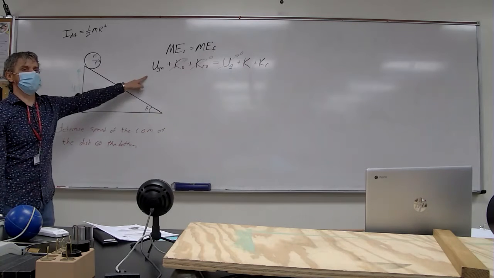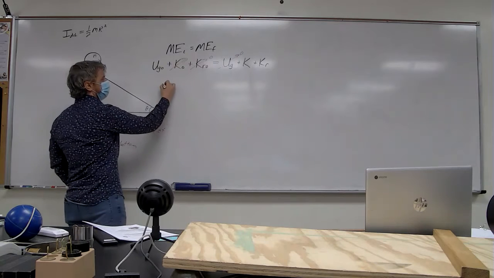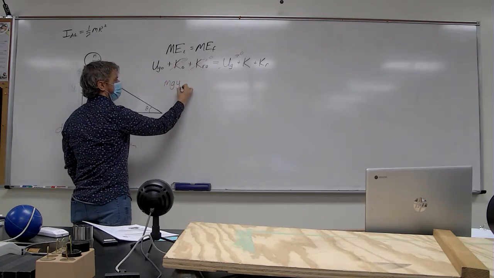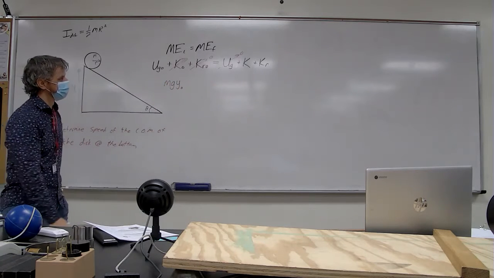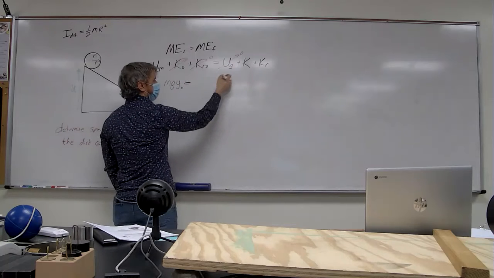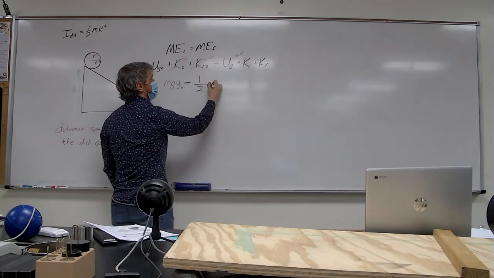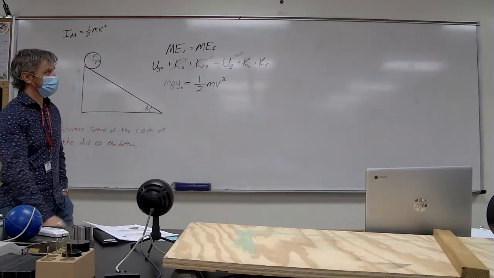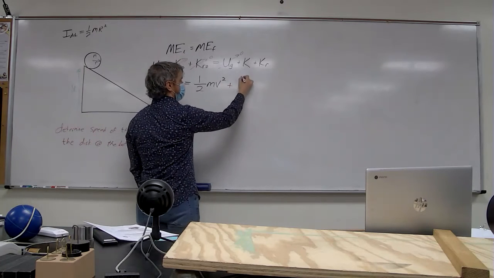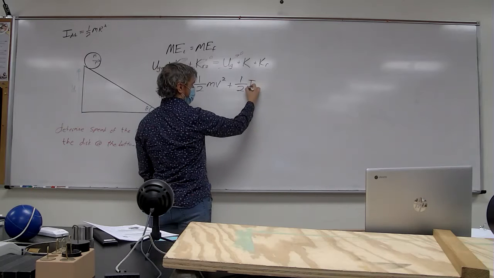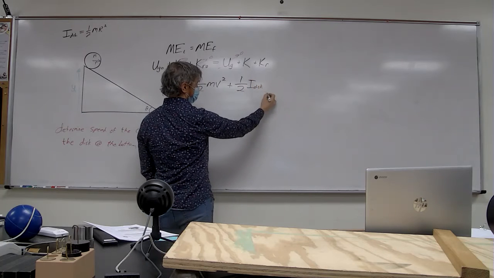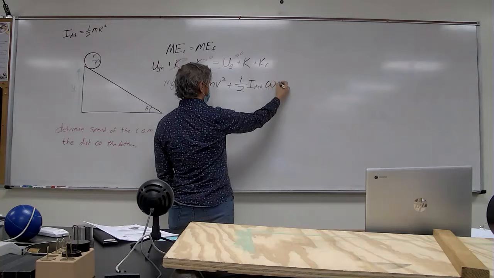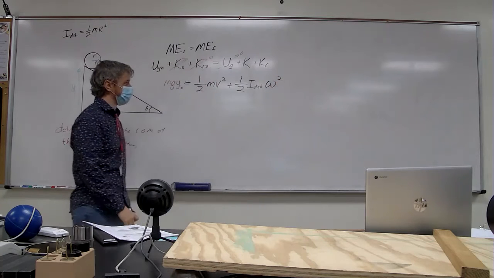All right. Well, I have expressions for gravitational potential energy. It's going to be mg times that initial height, y naught. I have an expression for the final kinetic energy, 1/2 times the mass times the center of mass velocity squared. And then I have an equation now for the rotational kinetic energy, 1/2 times the rotational inertia for the disk times the angular velocity for the disk squared.